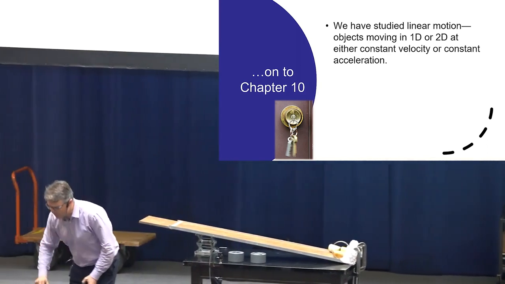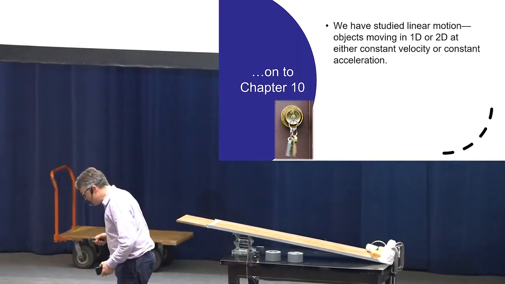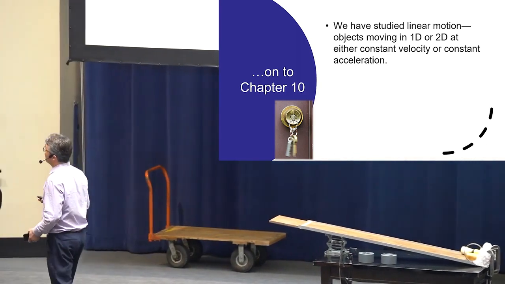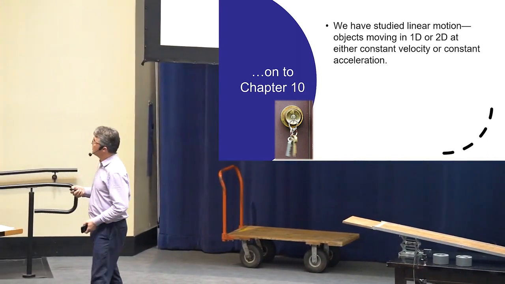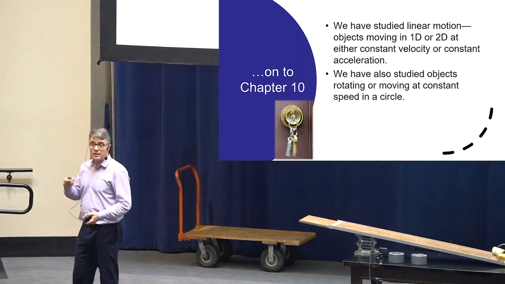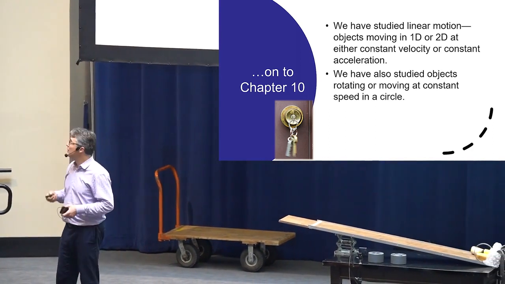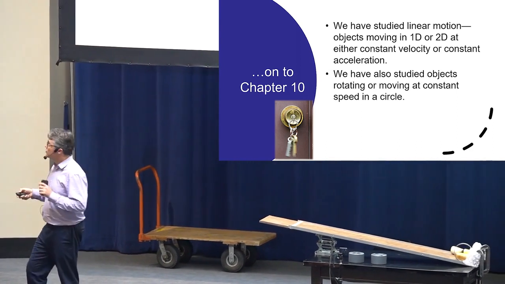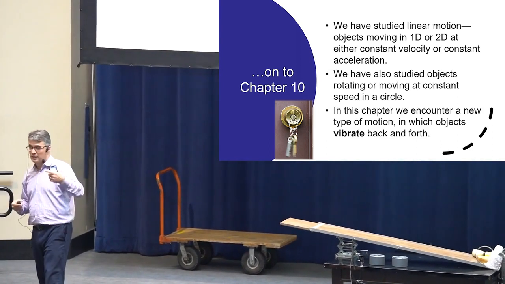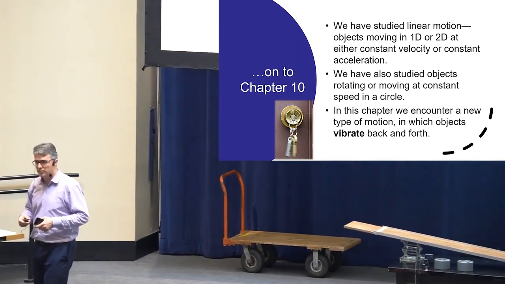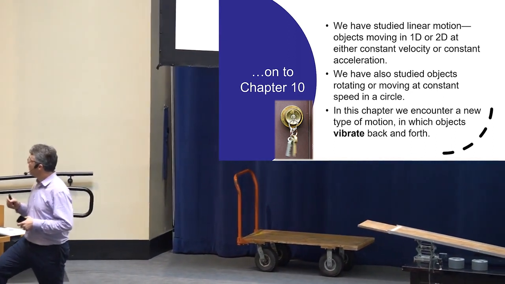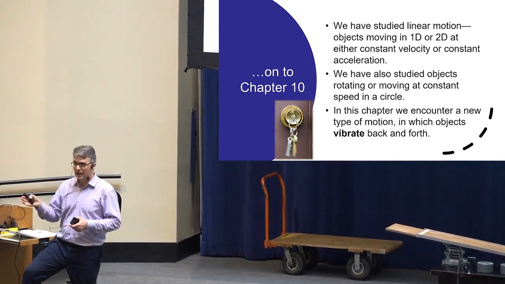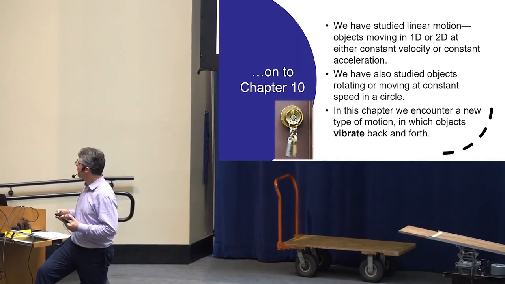So basically, the idea is we've studied linear motion, constant velocity, constant acceleration. We also did 2D motion and projectile motion. We studied objects that are rotating or moving at a constant speed in a circle. So in this chapter, and it kind of moves into chapter 11, which is a bit related, we're talking about a new type of motion in which objects vibrate back and forth. And it's a common kind of motion.